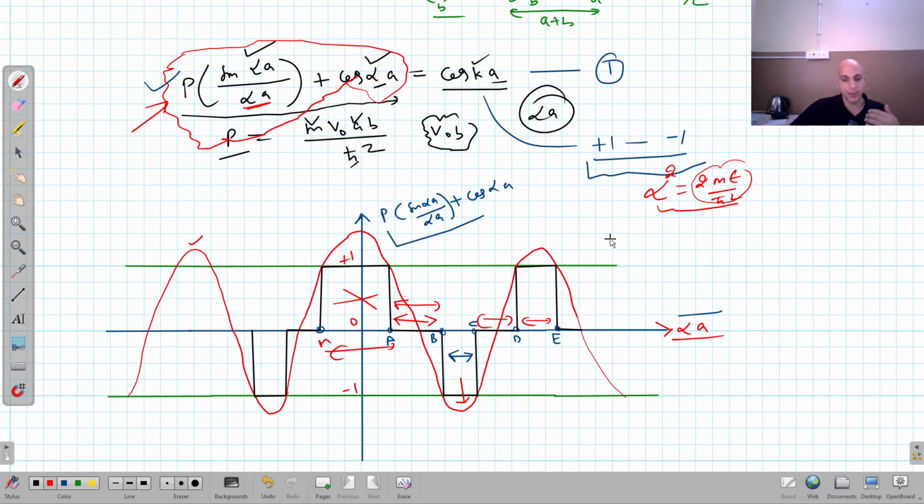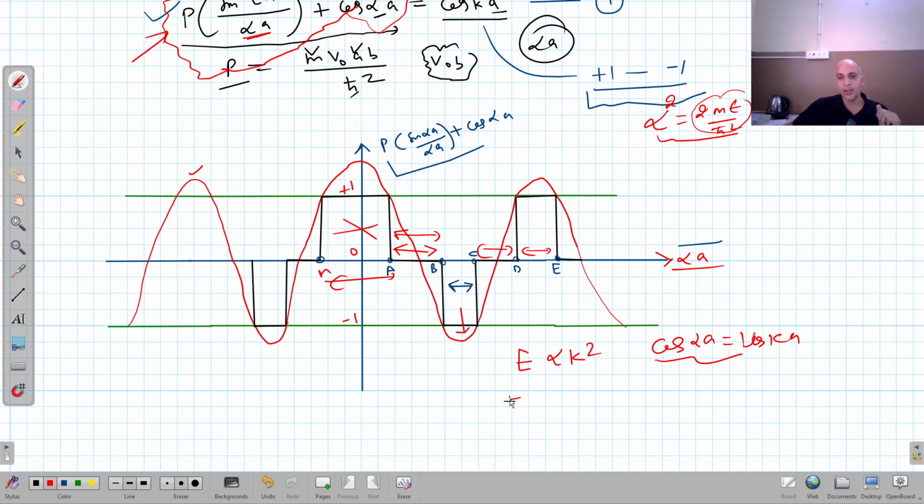And in that case, if we apply this condition, we will simply get E directly proportional to K square, because in that case, cos of alpha A is equal to cos of Ka. So when we simplify it, we will get E directly proportional to K square, or E is equal to h cut square K square upon 2m, right? So this is the case that we will get for the extreme situation when alpha A tends to infinity, right? In that case, the forbidden energy bands will disappear and the allowed energy bands will become maximum.